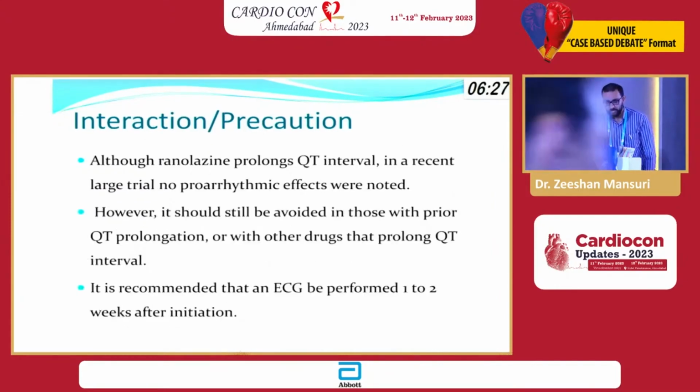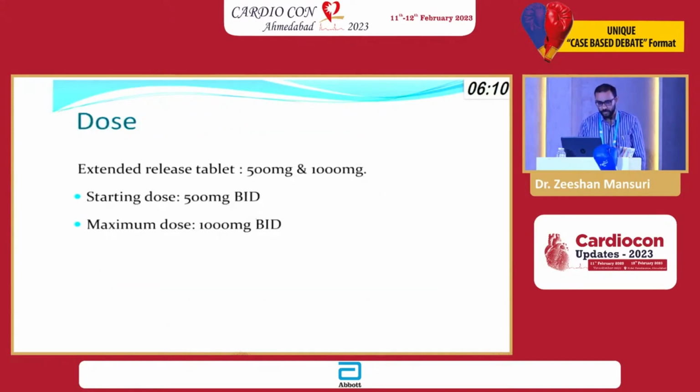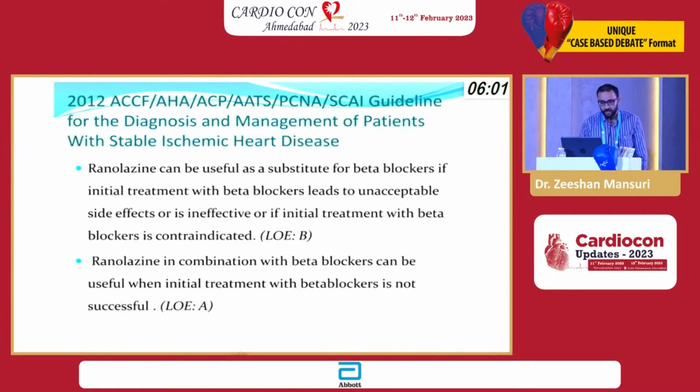Although it prolongs the QT interval slightly, it has no pro-arrhythmic effect, and it should be avoided in patients with prior QT prolongation as well as any other drugs which cause QT prolongation. An ECG has to be performed after initiation, within a week or two. Dose is generally 500 to 1000 milligrams, 500 milligrams twice a day to be initiated, and maximum up to 1000 milligrams twice a day.